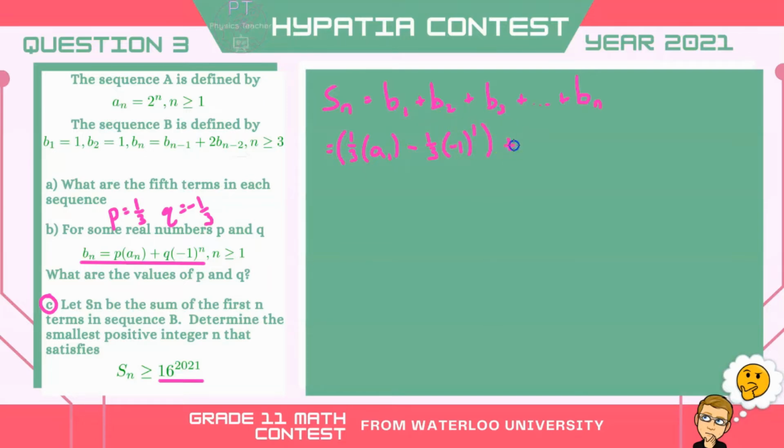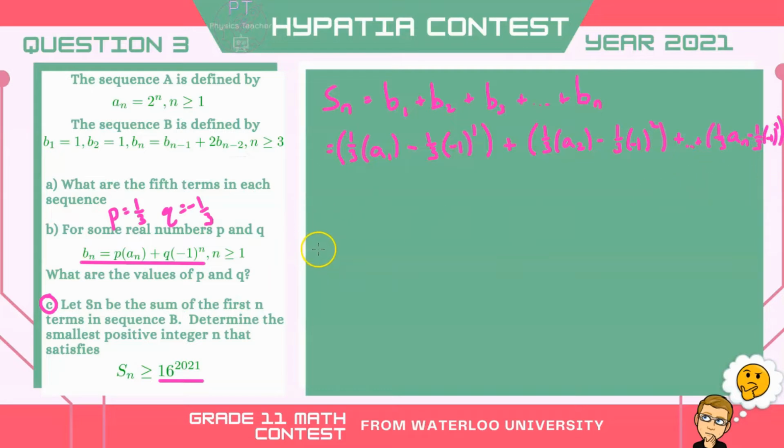All right, well, now let's add B2. So B2 is going to be 1/3 times A2 minus 1/3 times -1 squared. And we can keep doing that all the way up to Bn, which would be 1/3 An minus 1/3, I'm going to run out of room, minus 1/3 times -1 to the n.